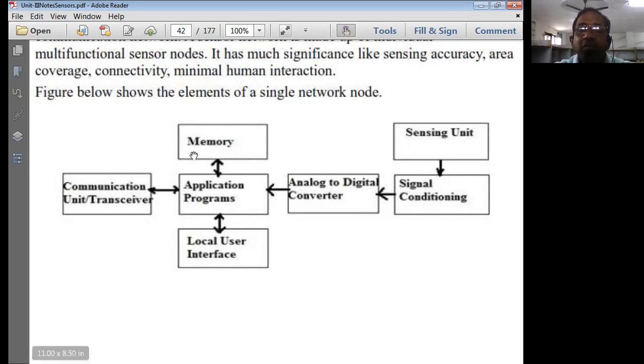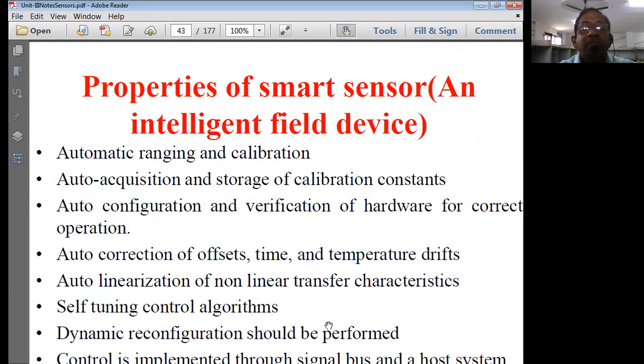By just interacting with all these things, it is normally going to do some operations. So that means an instrumentation system block diagram is nothing but a smart sensor block diagram. That means a smart sensor more or less can be called an instrumentation system or embedded system. So these are the block diagrams of it.